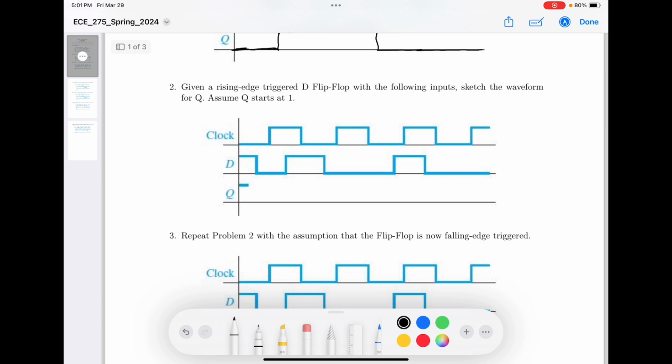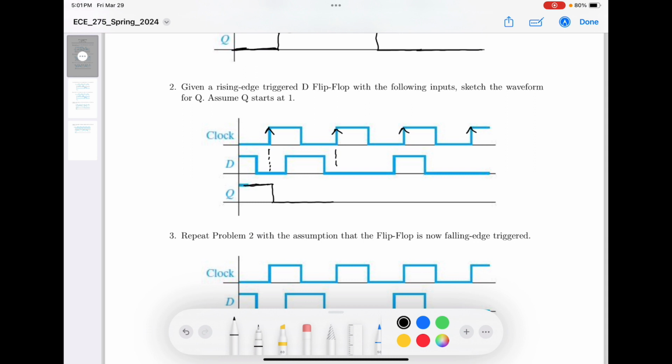Let's look at the second example. So we are given the rising edge triggered D flip-flop, and we are asked to sketch Q. Here Q starts at 1. So again, first mark the rising edges: edge 1, edge 2, edge 3, and edge 4. Until edge 1, we are going to hold the value of Q. At edge 1, D is 0, so after a slight delay, your Q is going to go to a 0, and you hold it.